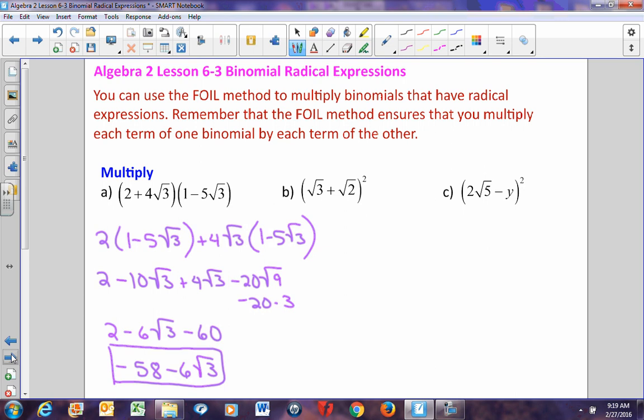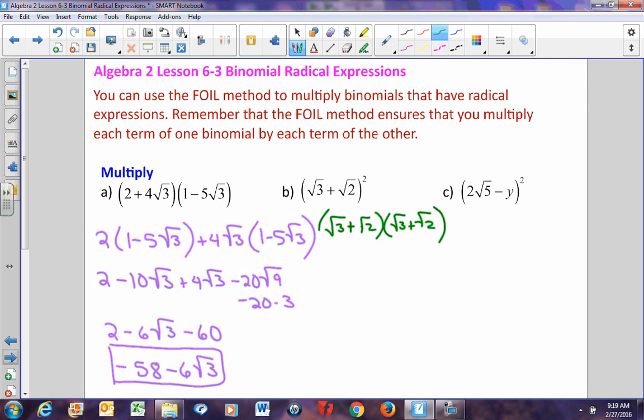Now letter B here. Don't get into the habit of thinking all you have to do is square the square root of 3 and square the square root of 2. You can't just distribute the square root. Because the square root of 3 plus the square root of 2 quantity squared means this: the square root of 3 plus the square root of 2 times the square root of 3 plus the square root of 2. That's what it means.